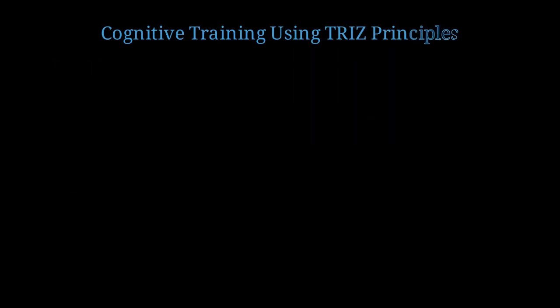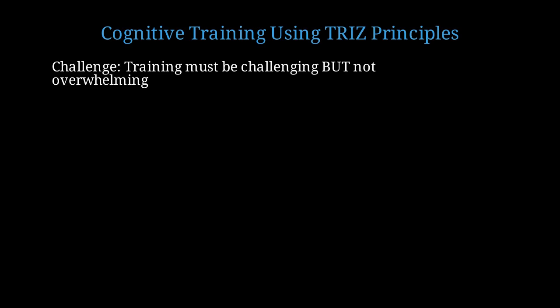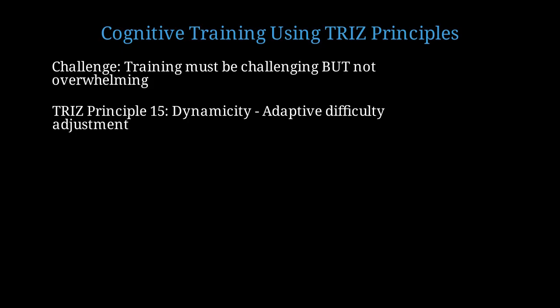Let's explore how TRIZ principles can be applied to design more effective cognitive training programs. The challenge in cognitive training is that exercises must be difficult enough to trigger adaptation, but not so difficult they cause frustration and abandonment. This is the training contradiction. Apply Principle 15, dynamicity. Create training systems that automatically adjust difficulty based on real-time performance. The system stays in the optimal challenge zone continuously.